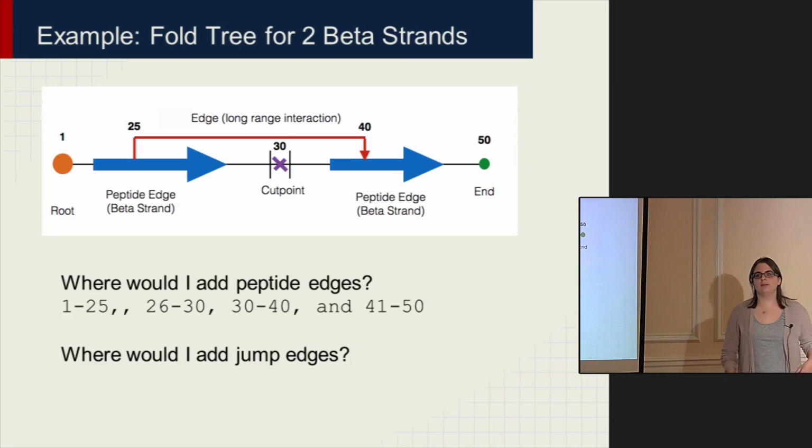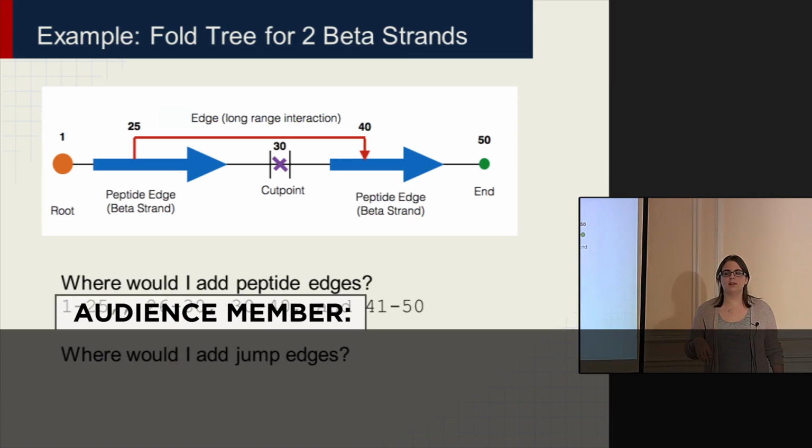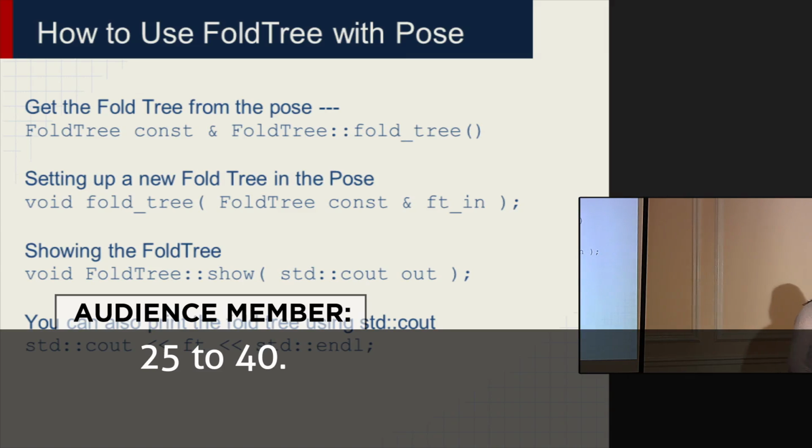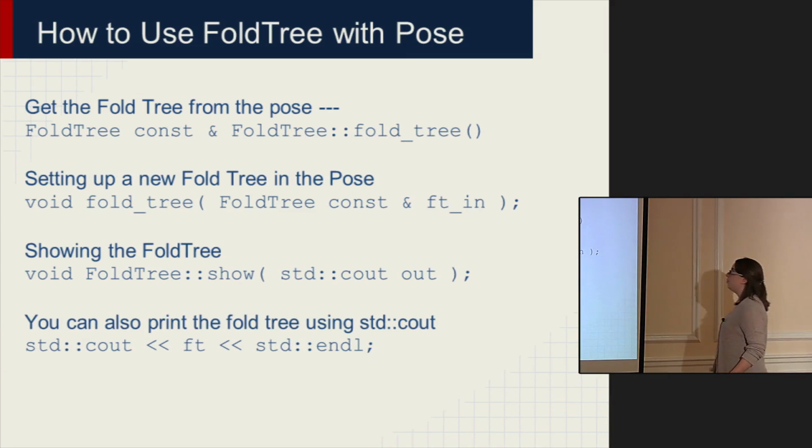Yeah. So are there any questions, or you want to keep going? Okay. Yeah, and then where would you add the jump edge here? Anyone? Yeah, from 25 to 40. Cool. And so this is how you use a FoldTree with the pose.